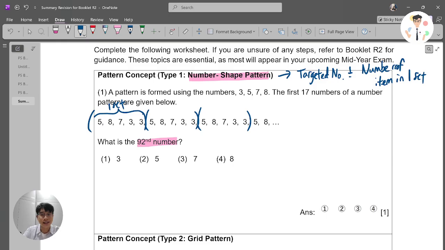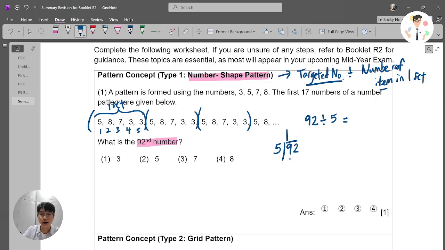Now, in one set, how many items or how many numbers do we have here? 1, 2, 3, 4, 5. We have 5 items here. So this basically tells you that my targeted number is 92. It will divide by the number of items in one set, which is 5. So in this case, what you are supposed to do is to use 92 divided by 5.